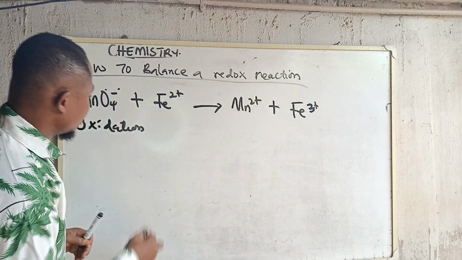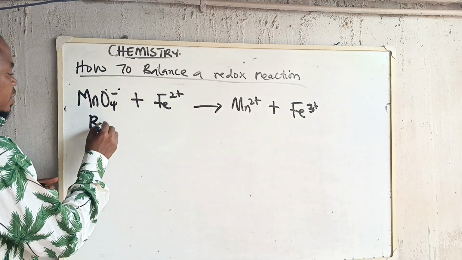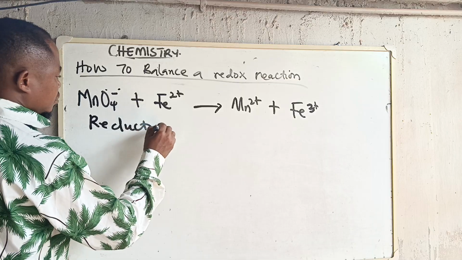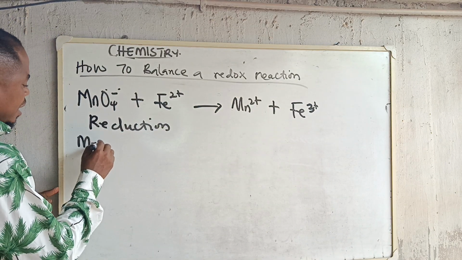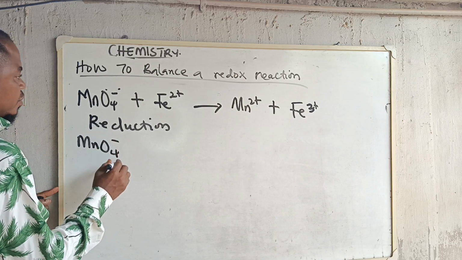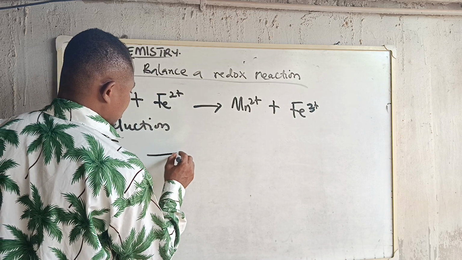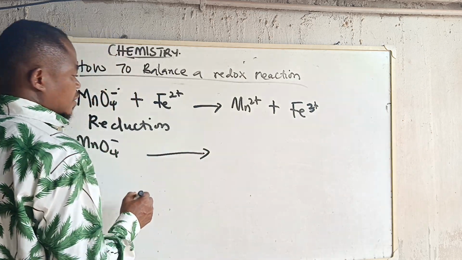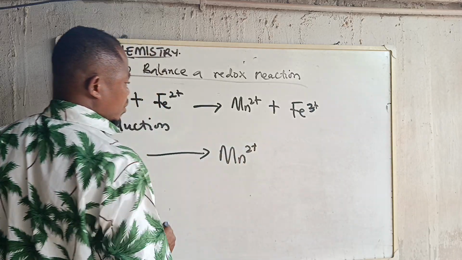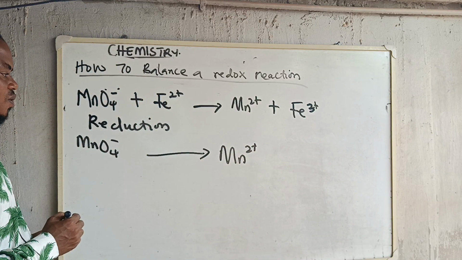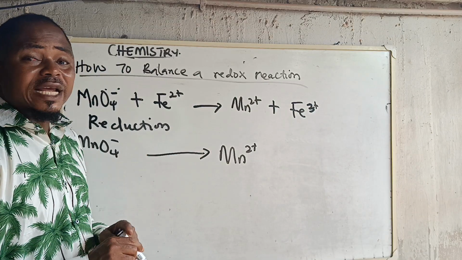No, I want to start with reduction. Let's start with the reduction process. So MnO4 minus has gone to what? Mn2 plus. So what's the next thing we'll do? After writing the reduction equation, we have to write out what?